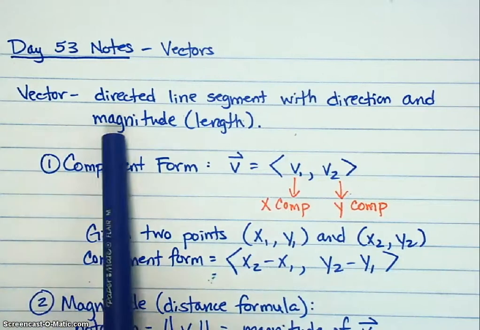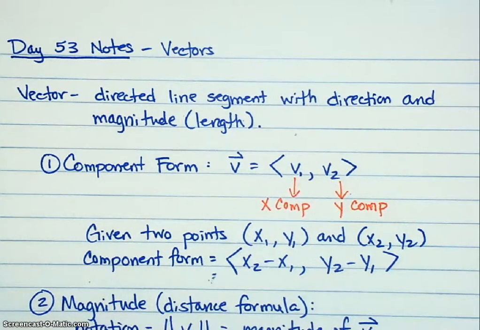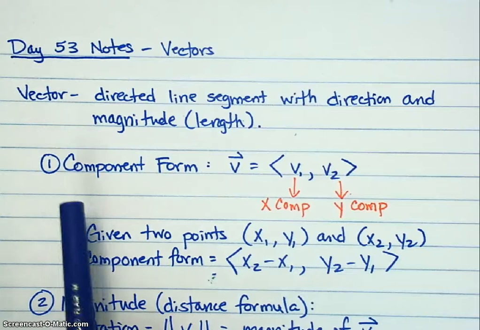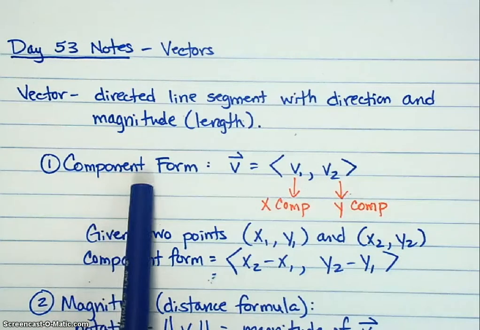So a vector, we already talked about, is a directed line segment with direction and magnitude. Remember we watched the little Despicable Me video with the villain Vector. All right, piranha gun. All right, the component form, I did talk about that.